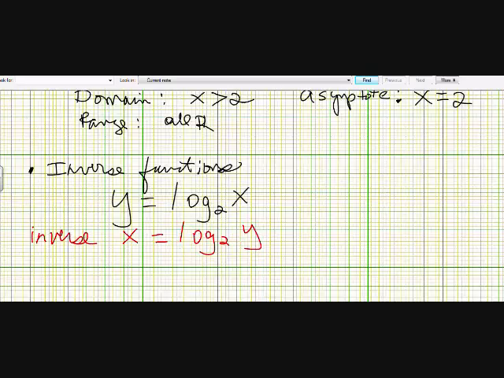I want to solve this function for y, so I try to change this into an exponential. Well, I go 2 to the x, because the x is the exponent. That equals the y. Now it's in proper function form. The y is isolated. So the inverse of y equals log base 2 of x is y equals 2 to the x. That's fine. It's in function form. It's good.